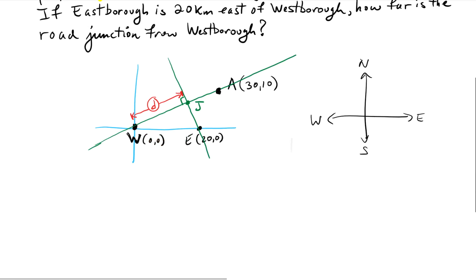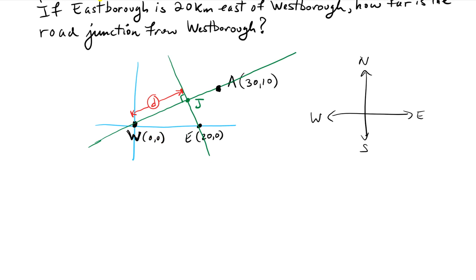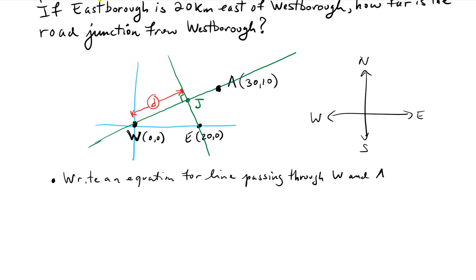So let's start with trying to find the equation of the road going from Westboro to a grid town. And that's going to be our first question here. So write an equation for, now that road is a line, right? So a line passing through W and A. So that's the first question I want you to answer. So pause, do that part. So write in the form y equals mx plus b, something like that, and unpause when you think you've got the answer.